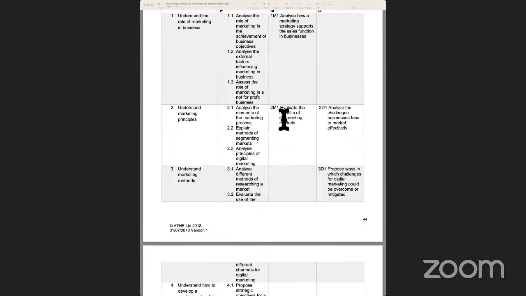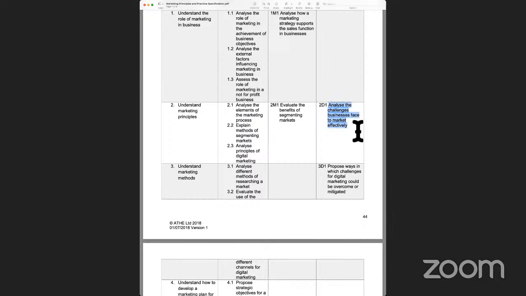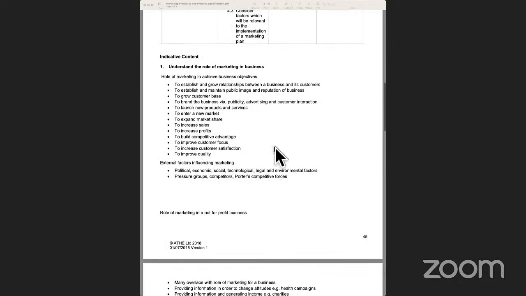Along with that, we look at the benefits of segmentation, which is basically an elaboration of the task in terms of segmentation in general. And then we'll also look at analyzing the key challenges which businesses actually face when they look at segmentation and when they look at marketing principles. So these are the broad criteria that we have to look at today in terms of our learning outcome.